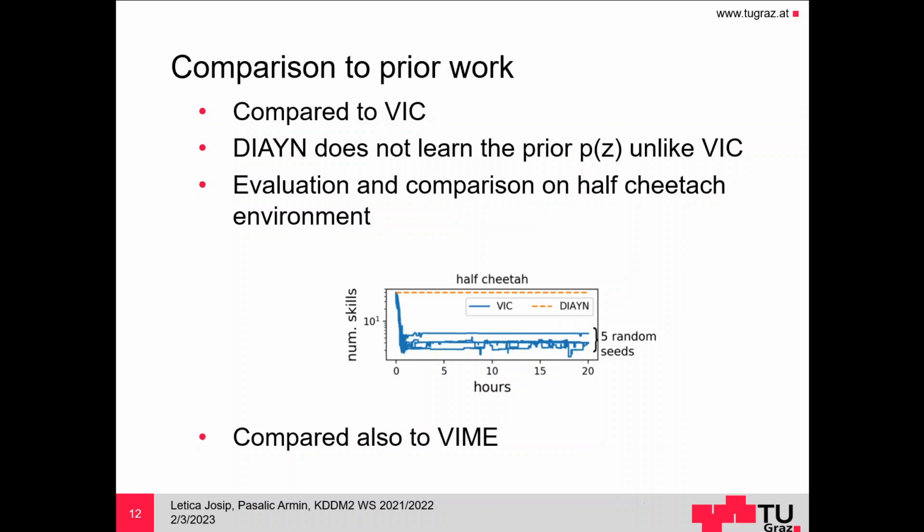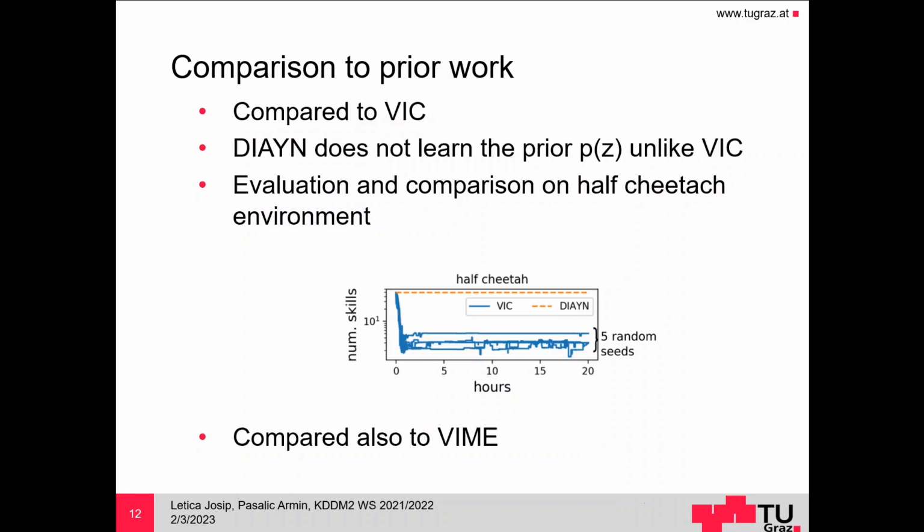Evaluation and comparison: they did an evaluation comparison on half cheetah. In the graph, we can see the effective number of skills throughout the training. This shows that variational intrinsic control quickly converges to only a handful of skills, while Diversity Is All You Need fixes the distribution over skills, which allows us to discover more diverse skills.